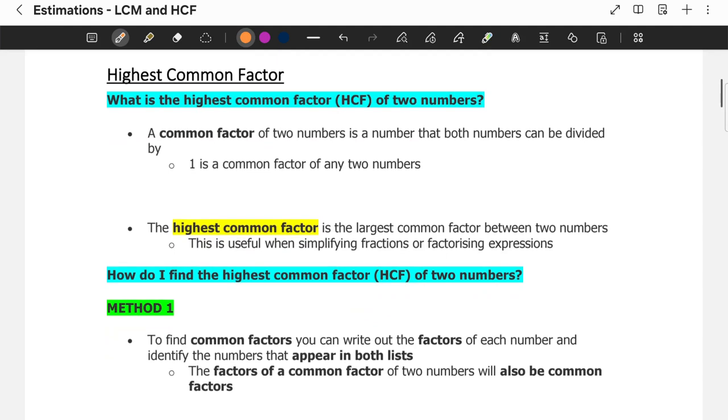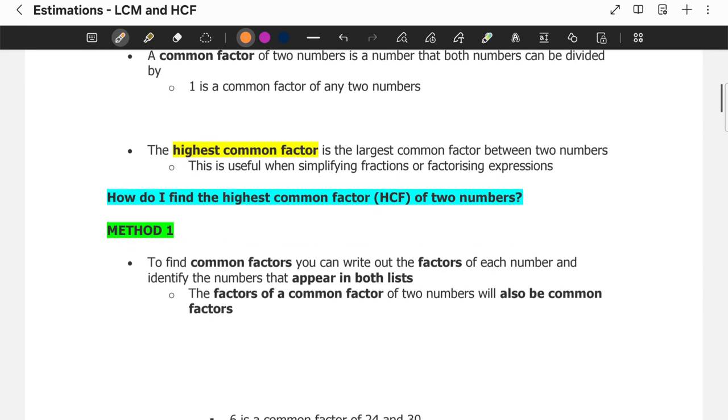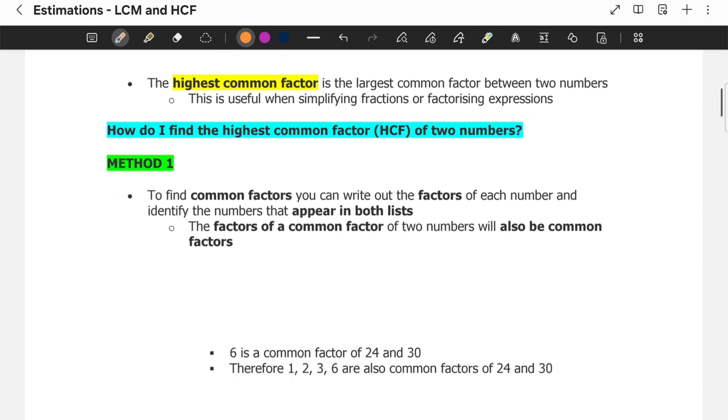And then now looking into the highest common factor. So what is the highest common factor of two numbers? So a common factor between two numbers is a number that both numbers can be divided by. So that's just understanding a common factor without leaving a remainder. And the highest common factor is the largest factor that is divisible into the two numbers without leaving a remainder. So how to find the highest common factor? There are two approaches to doing that.